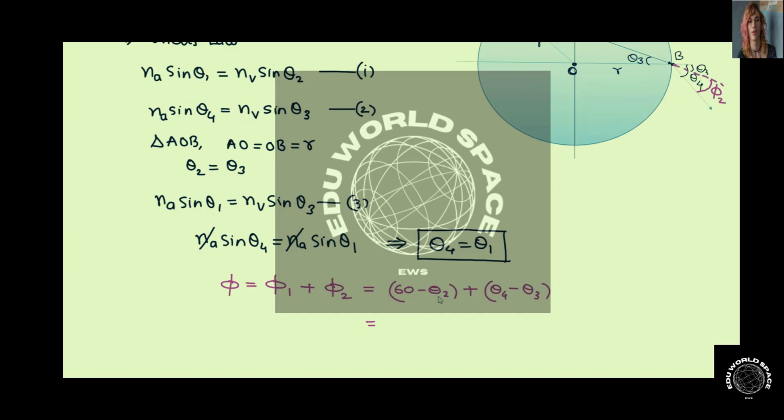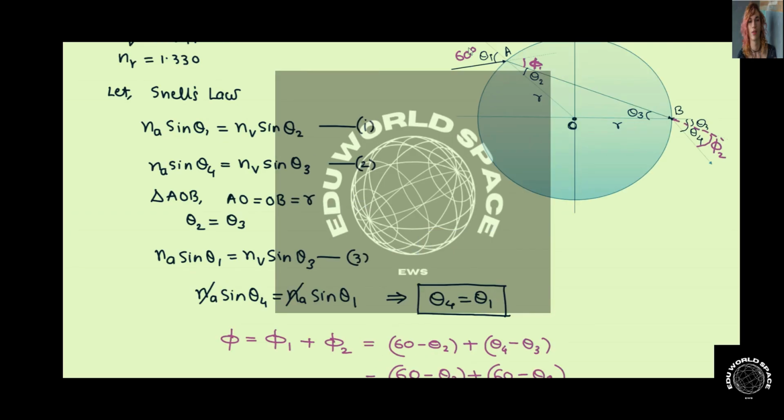Now as theta 2 and theta 3 are the same and theta 4 is equal to theta 1, if I plug in those values, that would be 60 minus theta 2, plus theta 4, which is the same as the angle of incidence, so it is 60 minus theta 2. So 60 plus 60 gives me 120, minus 2 theta 2. So this is what I have, the angle of deviation for violet color.